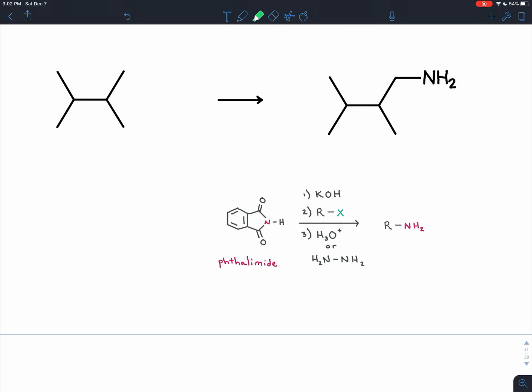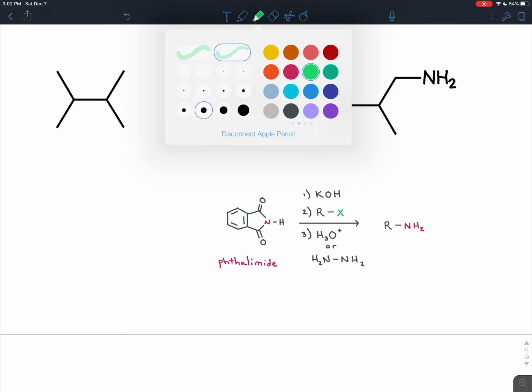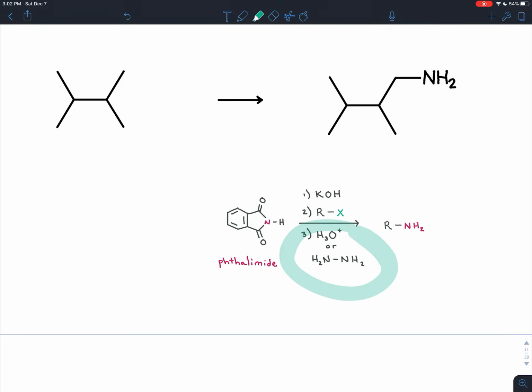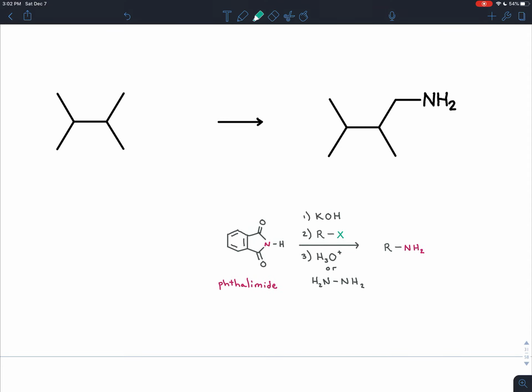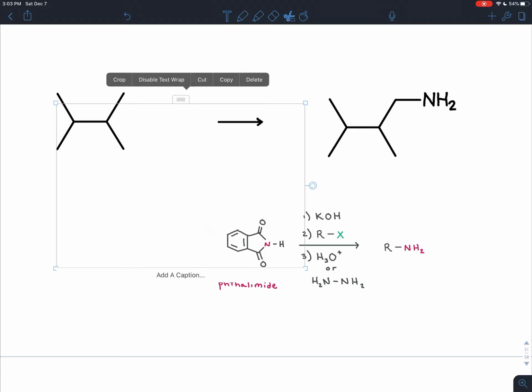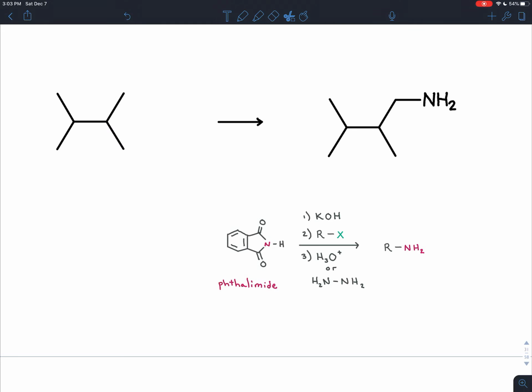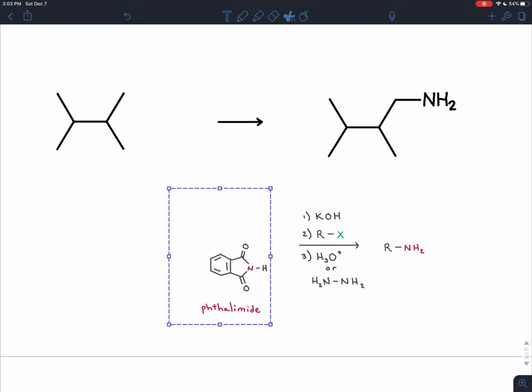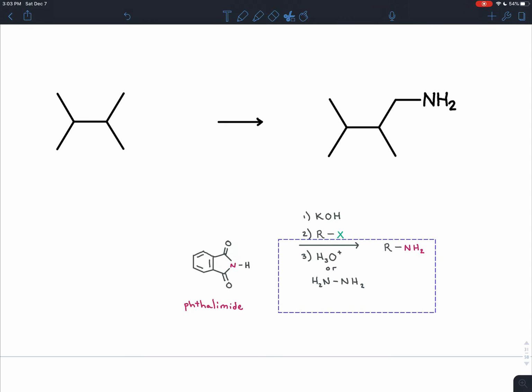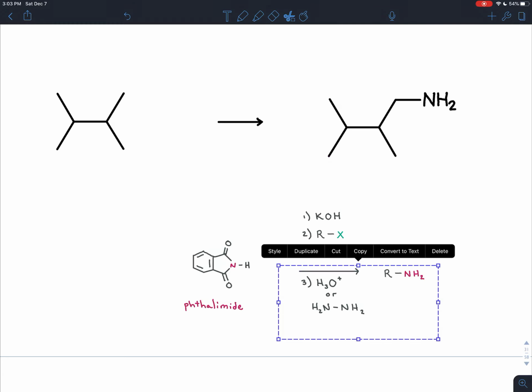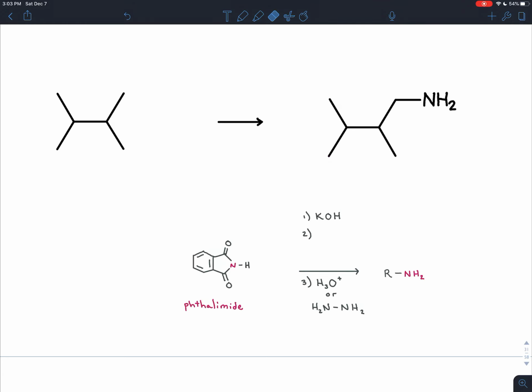Now, you always start with phthalimide. You always have potassium hydroxide to turn this nitrogen into a nucleophile. Then you always have an alkyl halide, and as a last step, you always add either hydronium or hydrazine. Either one would work. In this example, we have to figure out what the alkyl halide is going to be. So we can take our phthalimide, take these reagents, and we have to think about what we want our alkyl halide to be.